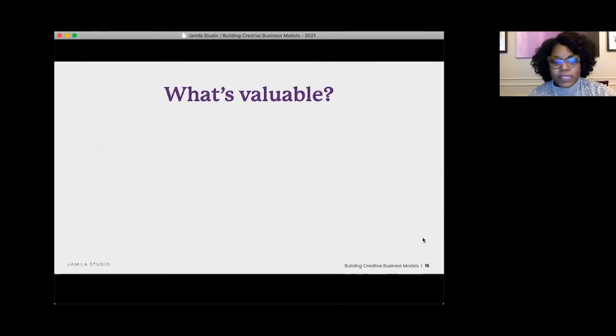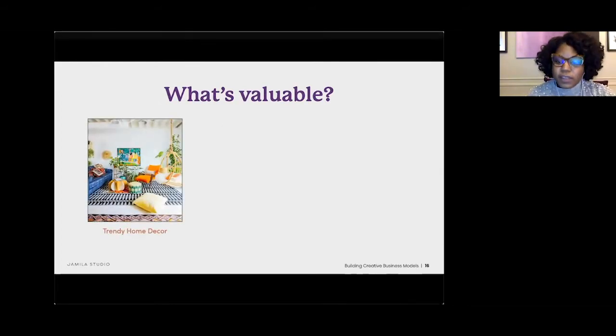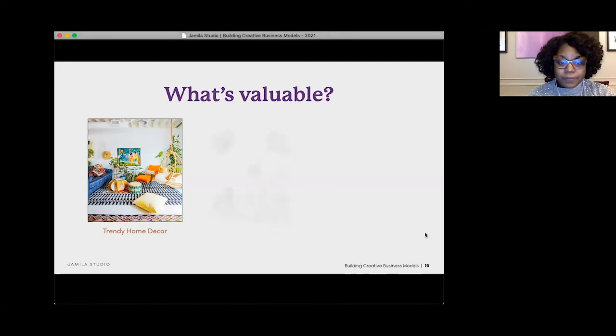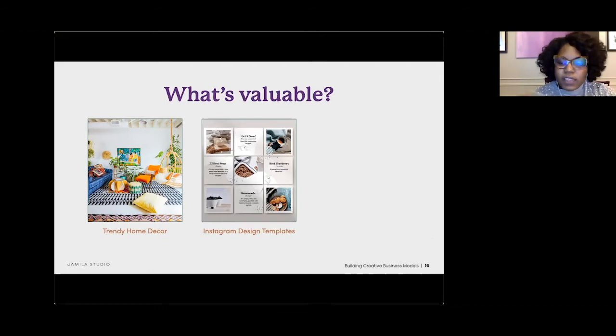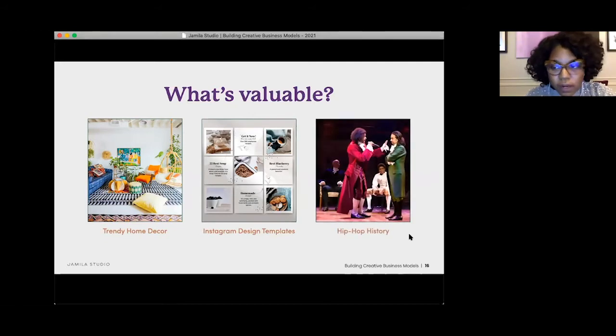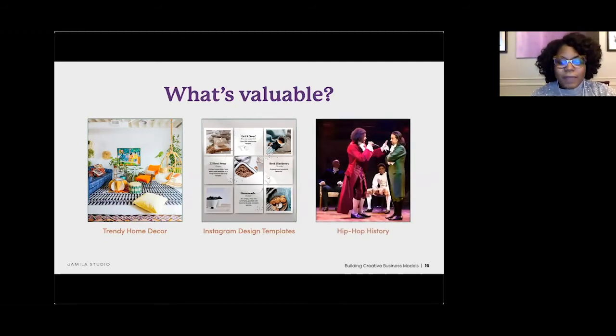So let's take some examples of what's valuable. Trendy home decor is valuable. I'm literally moving into a new apartment in 10 days, so for me, finding trendy home decor is really important. It's really valuable for me, because I want to make sure that I have a comfortable home environment. Instagram design templates: if I'm a content creator and I want my Instagram to be on and popping, I want my grid down and my aesthetic right, so having those design templates is really important and valuable. Or in entertainment, maybe hip hop history. Maybe I want something new and different, so watching something interesting could be really valuable.